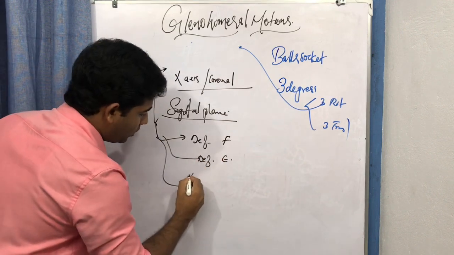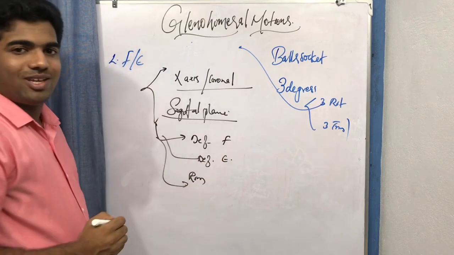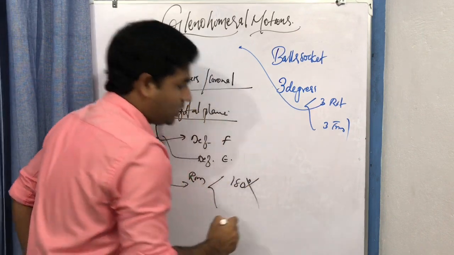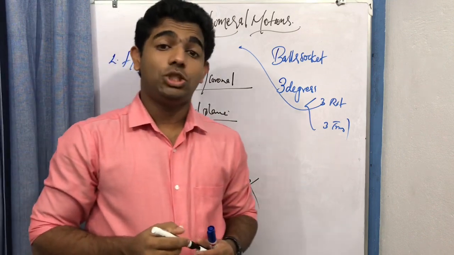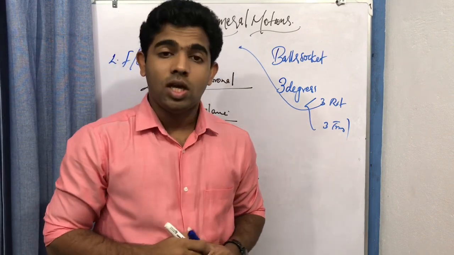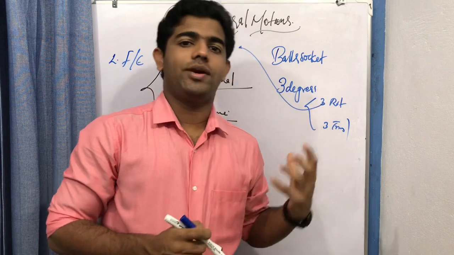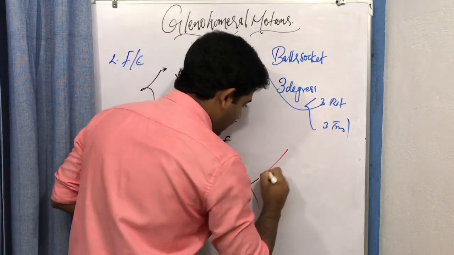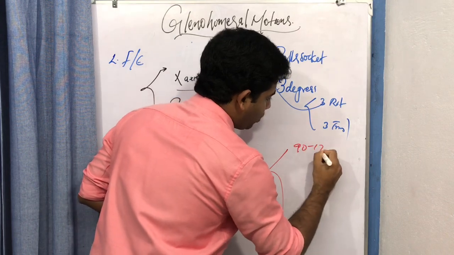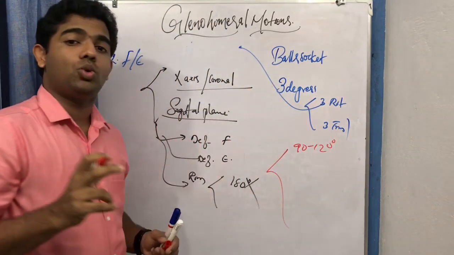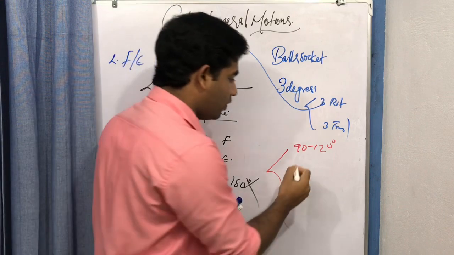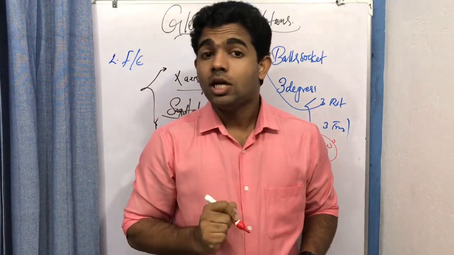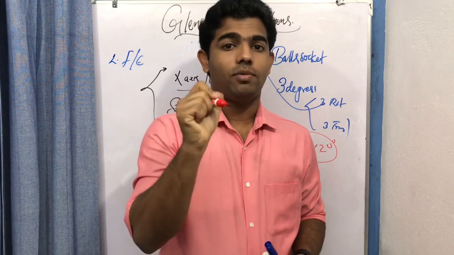And then what is the normal range of motion? Don't say it is 180 degrees. That is wrong, because that is the complete shoulder range of motion, possible with all the other joints involved in the shoulder complex. For the glenohumeral joint we have a value between 90 to 120 degrees. 90 to 120 degrees is the normal value of flexion at the glenohumeral joint.